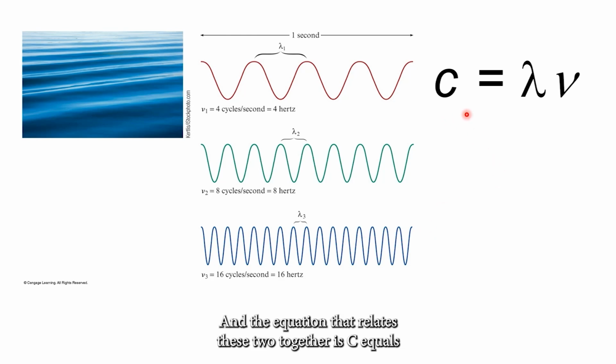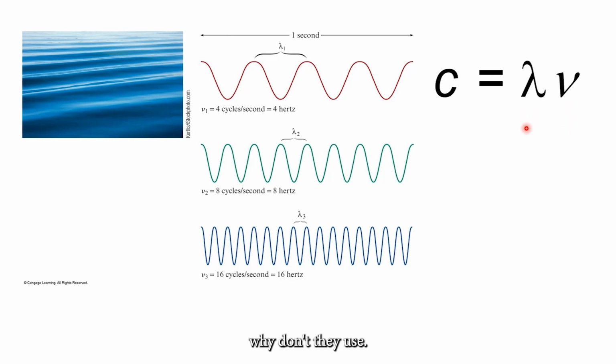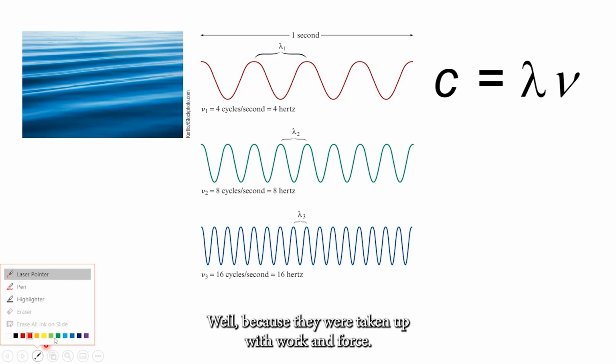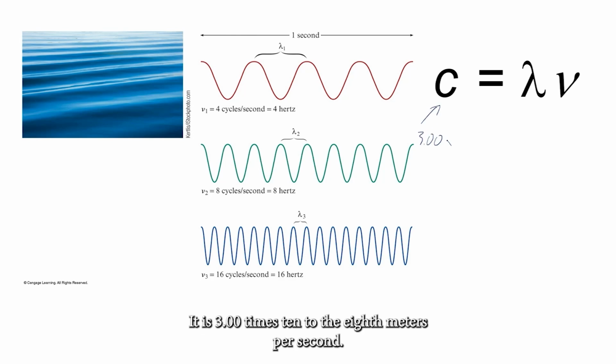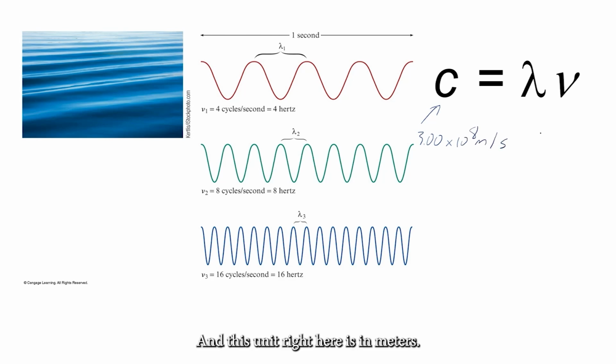And the equation that relates these two together is c equals wavelength times frequency. This lambda means wavelength, this nu means frequency. Why didn't they use W and F? Well, because they were taken up with work and force. So we have become pretty pro at working through these, but you should be aware that this right here is a constant, and it is 3.00 times 10 to the 8th meters per second. And this unit right here is in meters, and this unit here is in hertz.